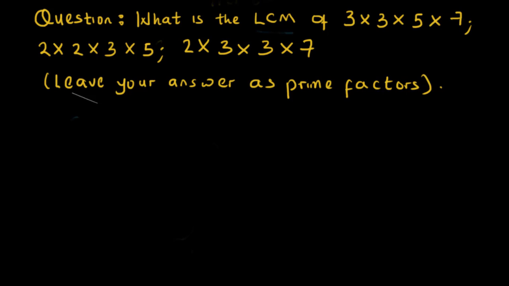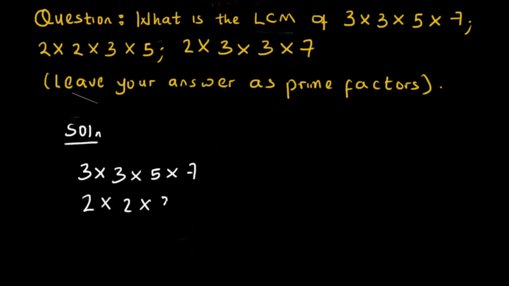Now we have this question. What's the LCM of 3 times 3 times 5 times 7, 2 times 2 times 3 times 5, and 2 times 3 times 3 times 7? We are told to leave our answer as prime factors. Now let's write this out. So we have 3 times 3 times 5 times 7, 2 times 2 times 3 times 5, and then 2 times 3 times 3 times 7.